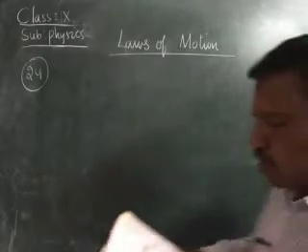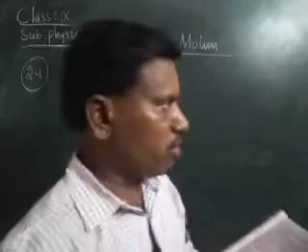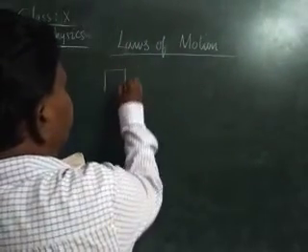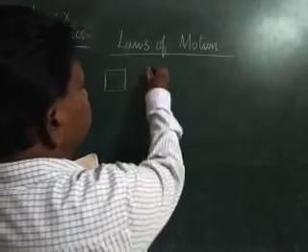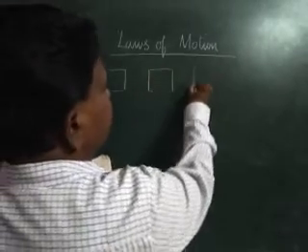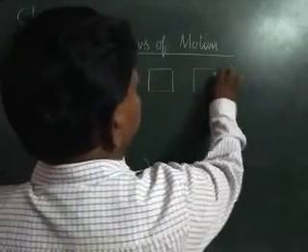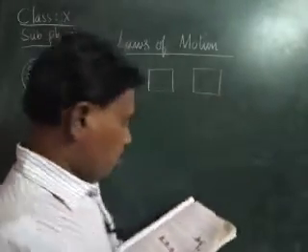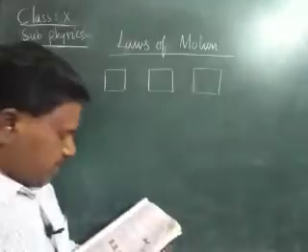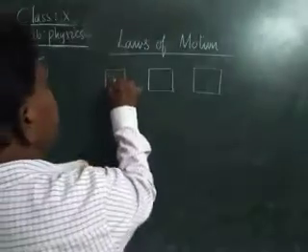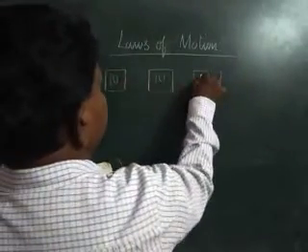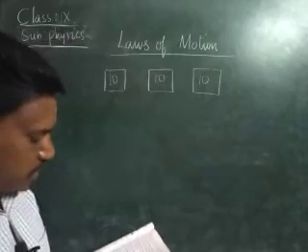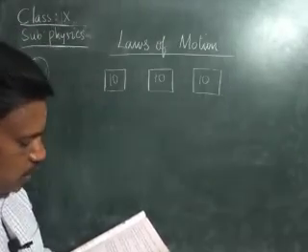There are three identical blocks, children. Identical means same, same in all aspects. Three identical blocks, each of mass 10 kg. This is 10 kg, this is 10 kg, this is 10 kg. Each of mass 10 kg are pulled as shown in the figure.